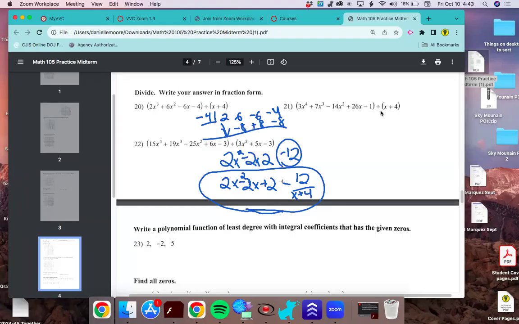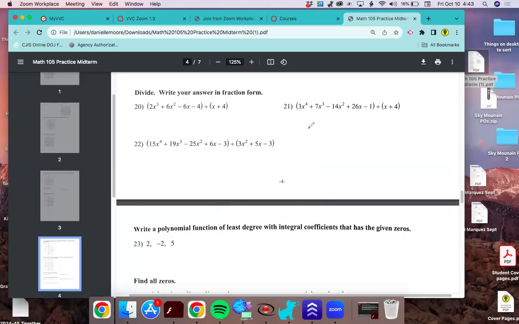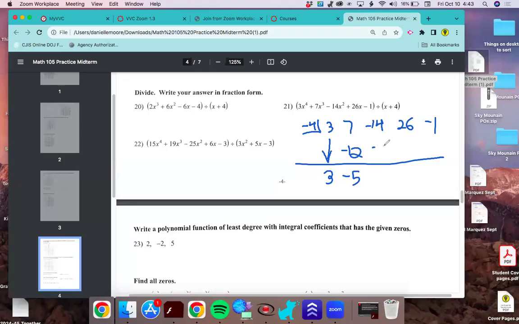Same kind of thing on the next one. Interestingly, it's an x plus 4 there too. That's weird, but whatever. We'll do the same kind of thing and it'll go fast. And here we go. -4, and then 3, and then 7, and then -14, and then 26, and then -1. Loving it. Bring it down to 3. 3 times -4 is -12. Adds up to -5, I guess. -5 times -4 is 20. Adds up to 6. 6 times -4 is -24. Looking good. This is a 2. 2 times -4 is -8. Now these add up to -9, and there's my remainder.